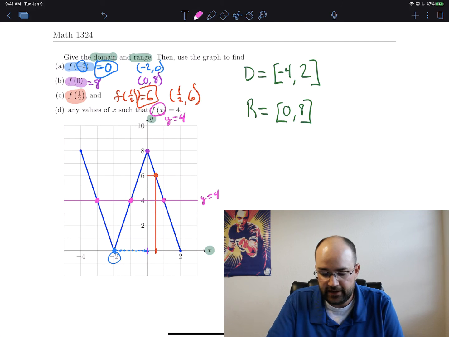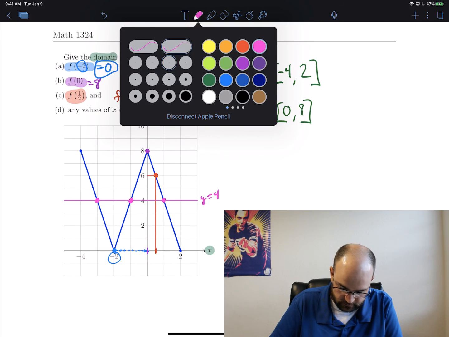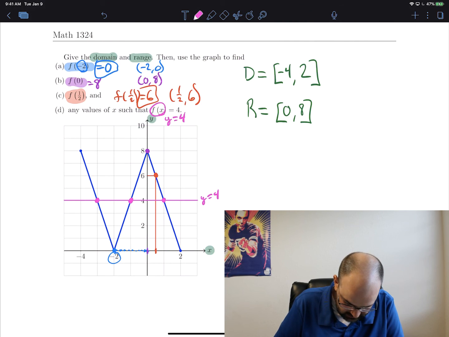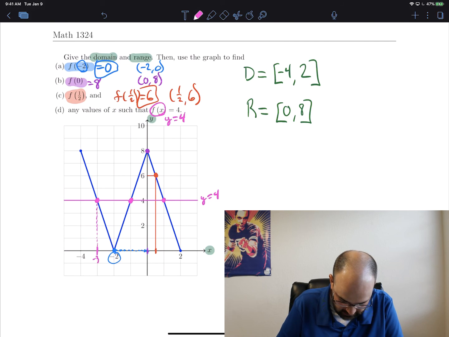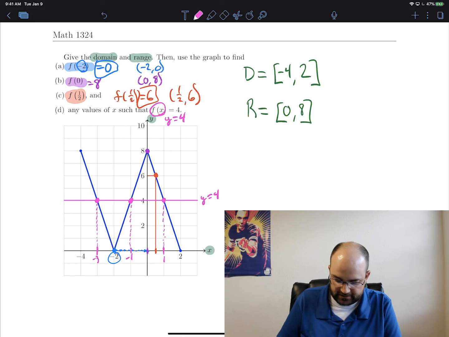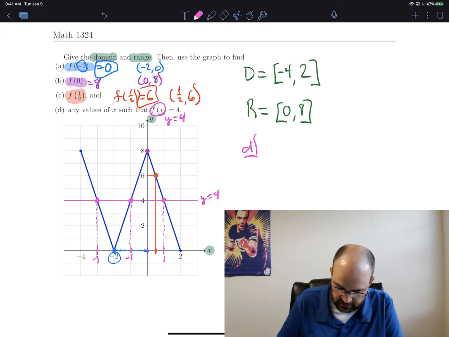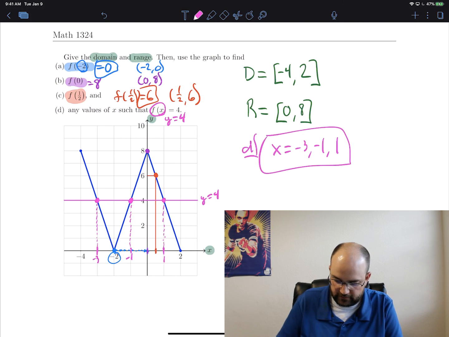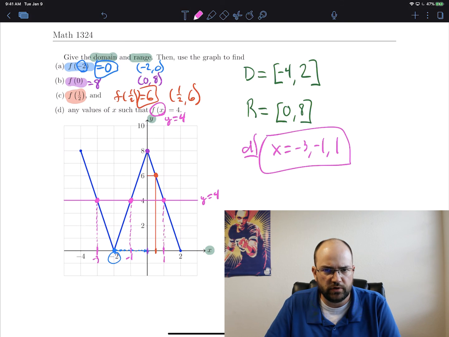What are those x values? Well, just go down to the x-axis. You have one there, that would be negative 3. You have one here, that would be negative 1. And you have one here. That would be 1. So for letter D, the answer is x equals negative 3, negative 1, and 1. So all 3 of those. Now, I don't know how your math lab is going to want you to type that in. Just make sure you read what it asks for.